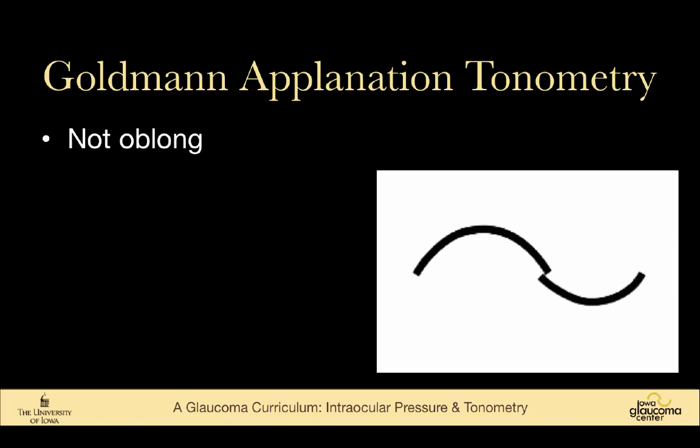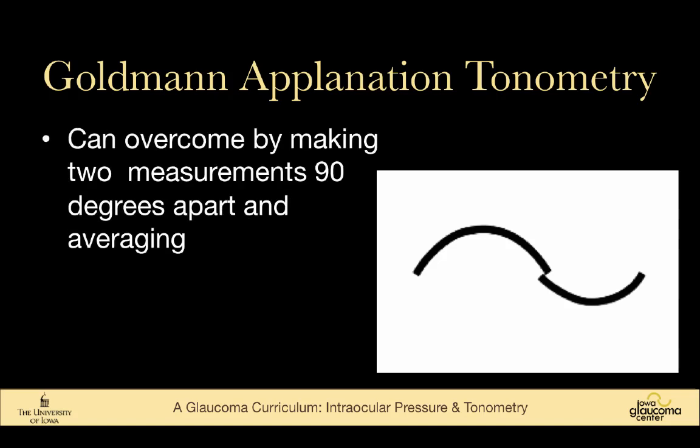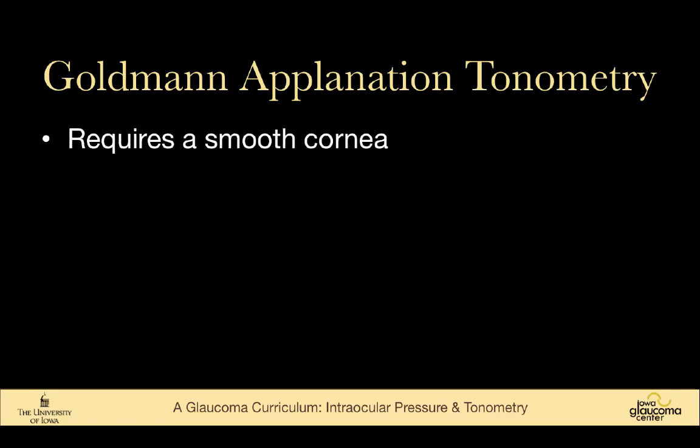This is sort of a funny drawing, but you also don't want the Mires to be perfect half circles or pretty close to perfect half circles. If the patient has a lot of astigmatism, then they will be oblong. And you can overcome this by making two measurements 90 degrees apart and averaging them, which is what I do. You can also line up the tonometer tip with the axis of the minus cylinder.